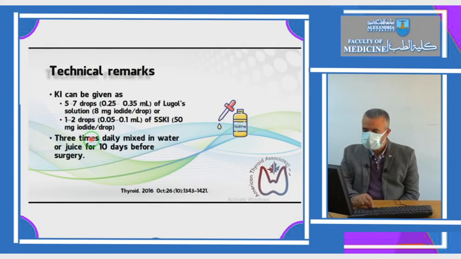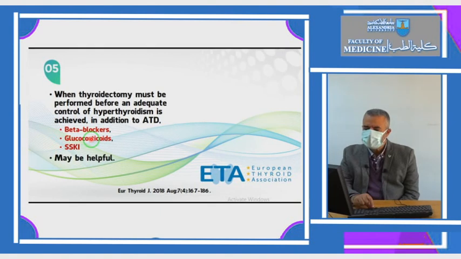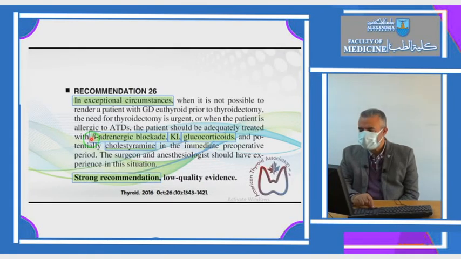It should be used 3 times daily, mixed with water or juice, 10 days before the surgery, either using Lugol's solution or the saturated potassium iodide solution. The last step, if you are in a hurry for thyroidectomy and it must be performed before adequate control of hyperthyroidism, you have to give your patient 4 measures. You have to give your patient antithyroid drugs, beta blockers, glucocorticoids, and saturated solution of potassium iodide. This may be helpful, and this is again a recommendation by the American Thyroid Association.